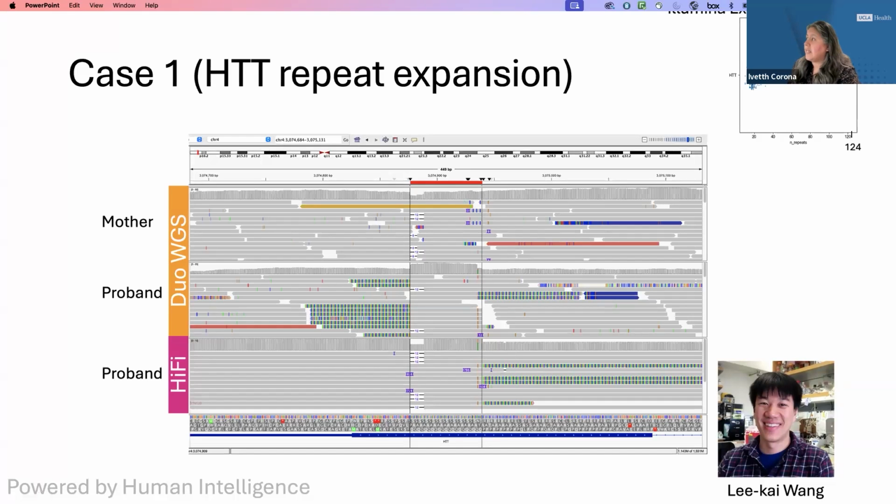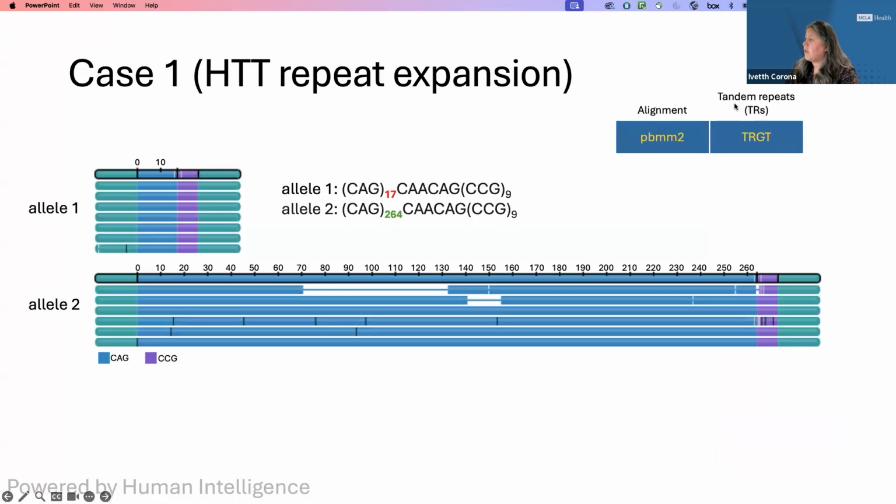And then the analysis that we did was alignment followed by tandem repeats. It's a program called TRGT, and this is a visualization tool that they have. And it is very clear here. So what the call was, was a 264 repeat expansion. And this is, I think, one of the longest that has been reported.